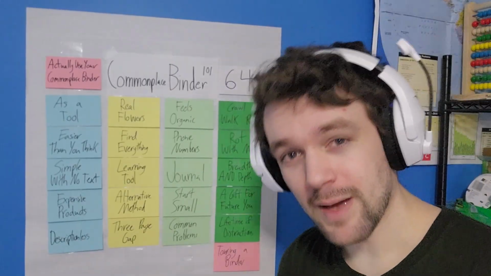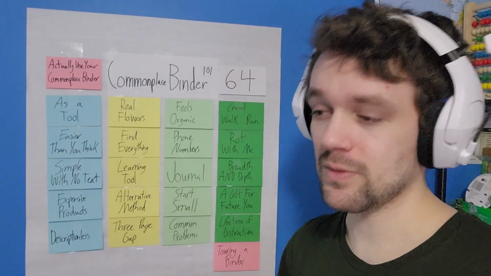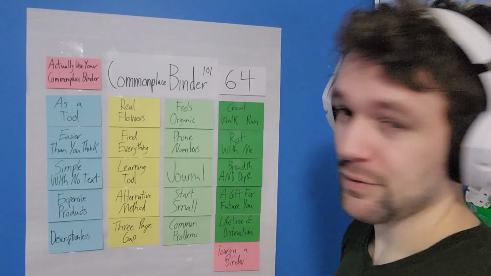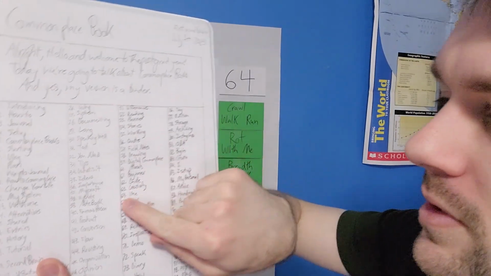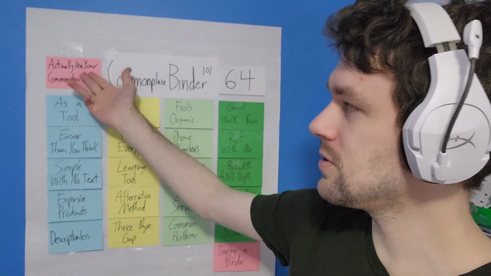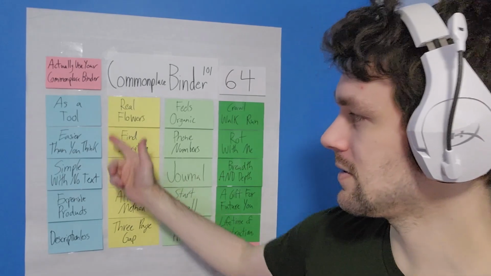We're looking at episode number 64, which is great because it means we're almost a third of the way through. I meant to say almost 2/3 of the way through. And if we look at the front cover, we can see number 64 says use. So, how to actually use your Commonplace binder. How are we going to make that happen? Well, let's get into it.